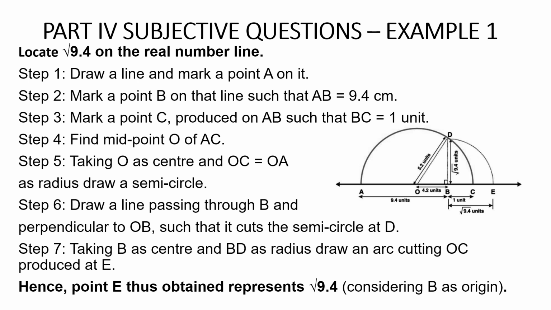You know how to find midpoint of any given line. Taking O as the center and OC is equal to OA as radius, draw a semicircle. It is very clear that OC and OA will be same and they will be radius, which will be equal to actually 5.2 units. Draw a line passing through B and perpendicular to OB such that it cuts the semicircle at D. Now taking B as the center and BD as the radius, draw an arc cutting OC produced at E. So this point E thus obtained will represent root of 9.4, obviously considering B as the origin.